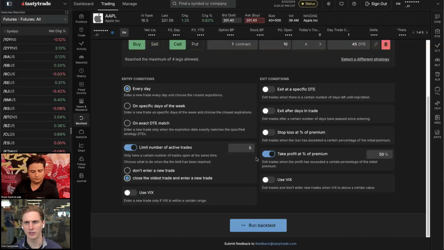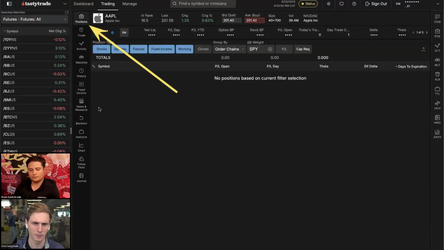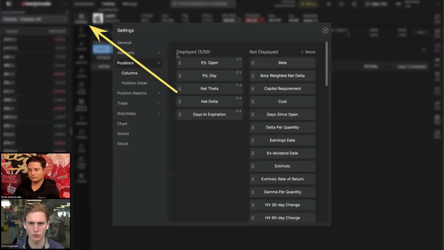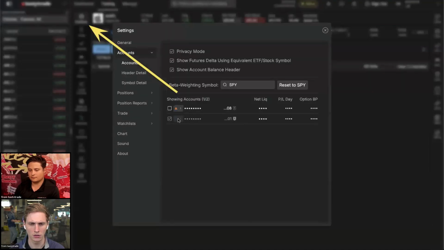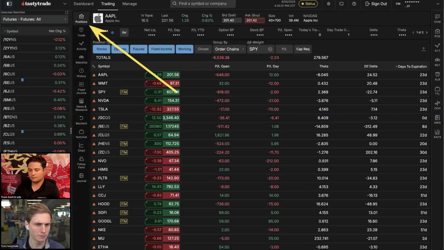No problem. Okay, so we're going a little long here. I just wanted to show off just two more things really quickly, and then we're going to have to call it a day. But if you are looking to do a little bit of risk analysis on your portfolio, you can go into our positions tab here at the top, and let me pull up accounts.